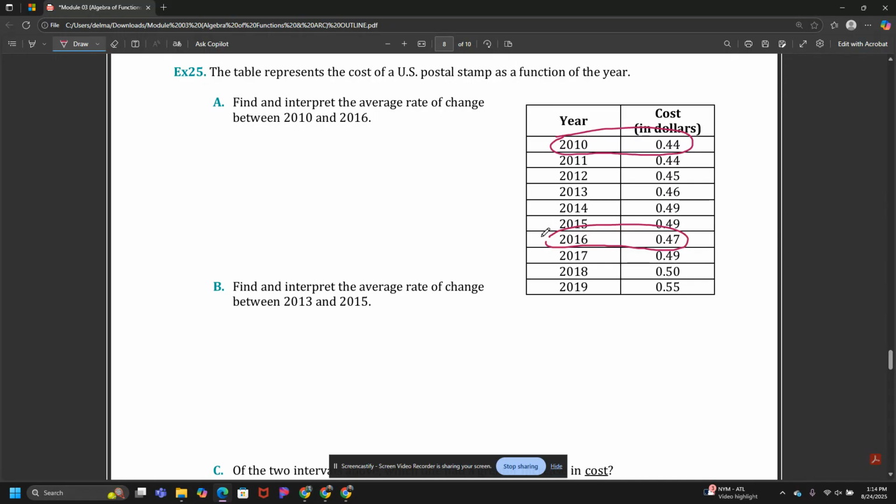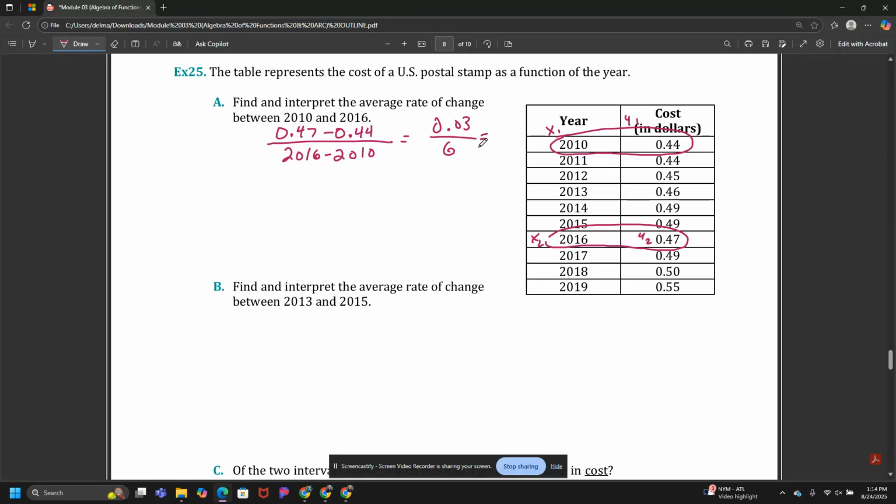Okay, so 2016 is going to be x2, y2. 2010 is going to be x1 and y1. So I'm going to do 0.47 minus 0.44, and then 2016 minus 2010. That leaves 6, and 0.03, right? Because that's the difference there.